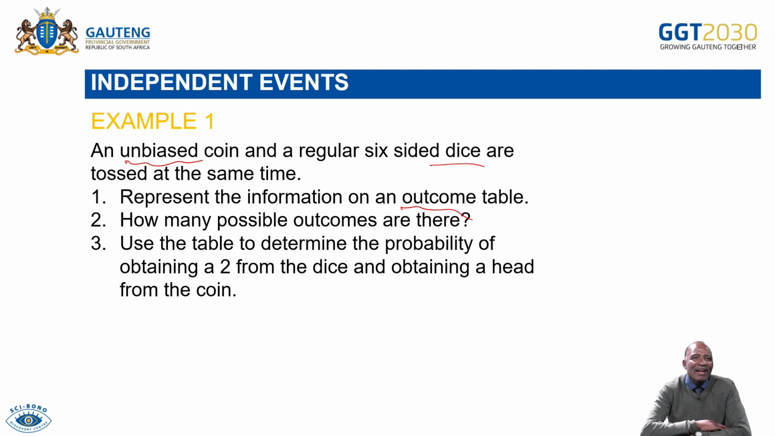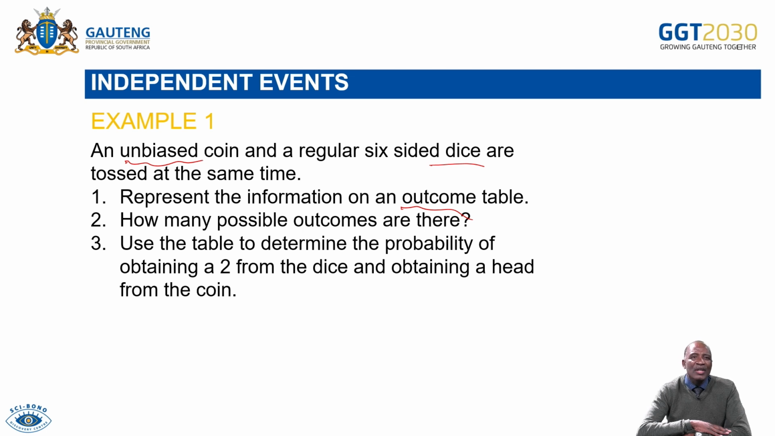Then the first question after representing on an outcome table says, how many possible outcomes are there? So in other words, how many possible combinations are there? Remember, a six-sided die uses numbers. A coin uses head and tail. So if we were to toss these two at the same time, you observe the outcome on a coin, you observe the outcome on a dice, and have a pair. So we want to see how many different combinations are there. That is our question number 2, which says how many possible outcomes are there.